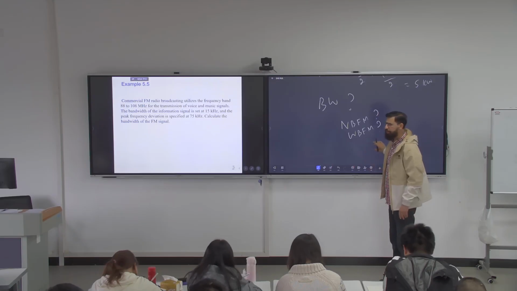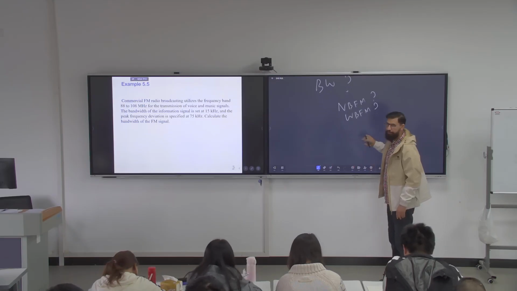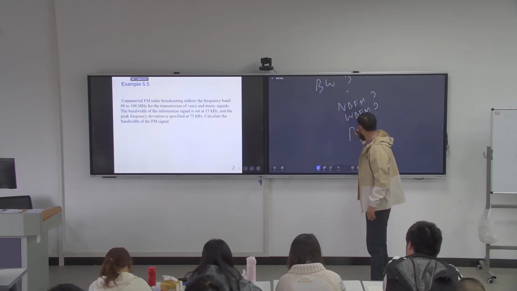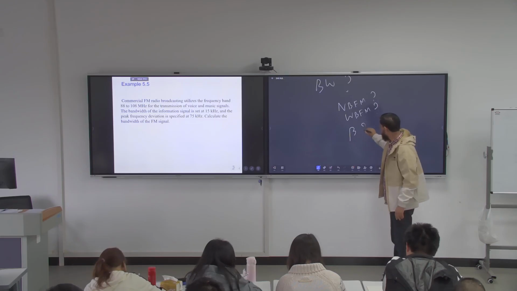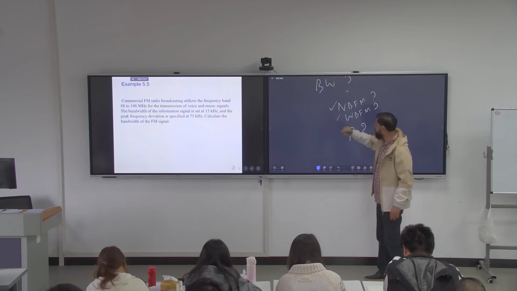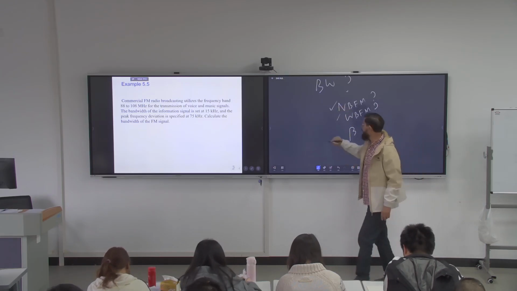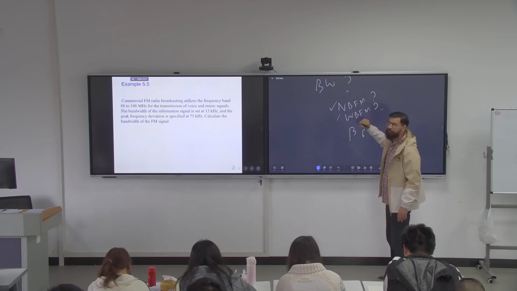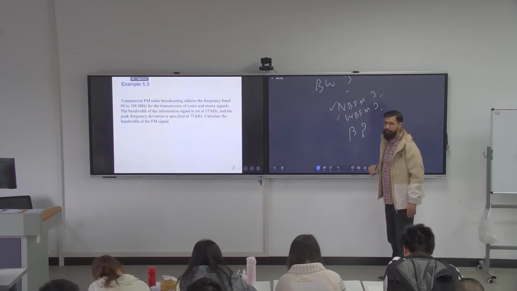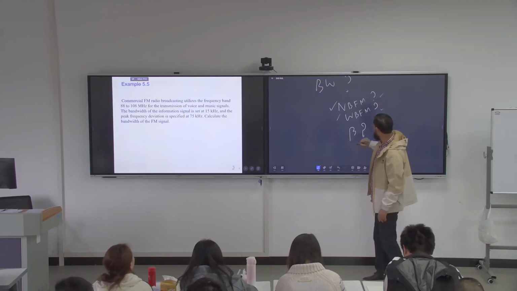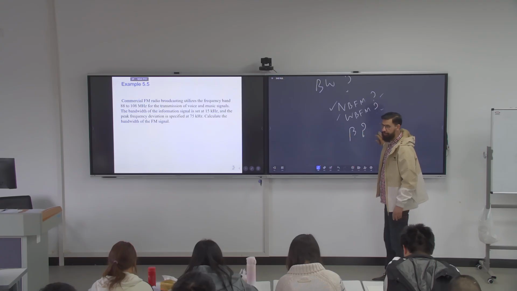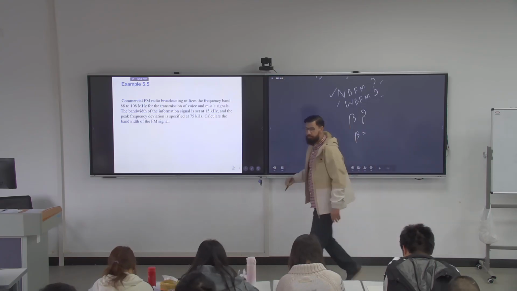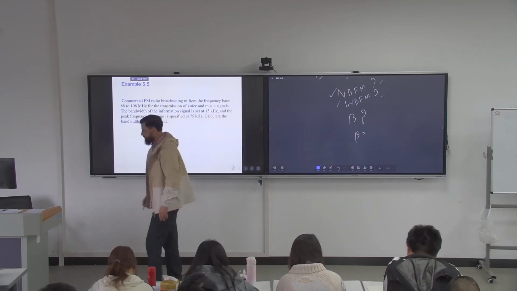So how can I make sure it is a wide band or narrow band? I need to find what is beta. Then I can tell which it is. If beta is more than 1, I say it is wide band. If beta is less than 1, I say narrow band, right? So now let's find out beta. How much is beta here?